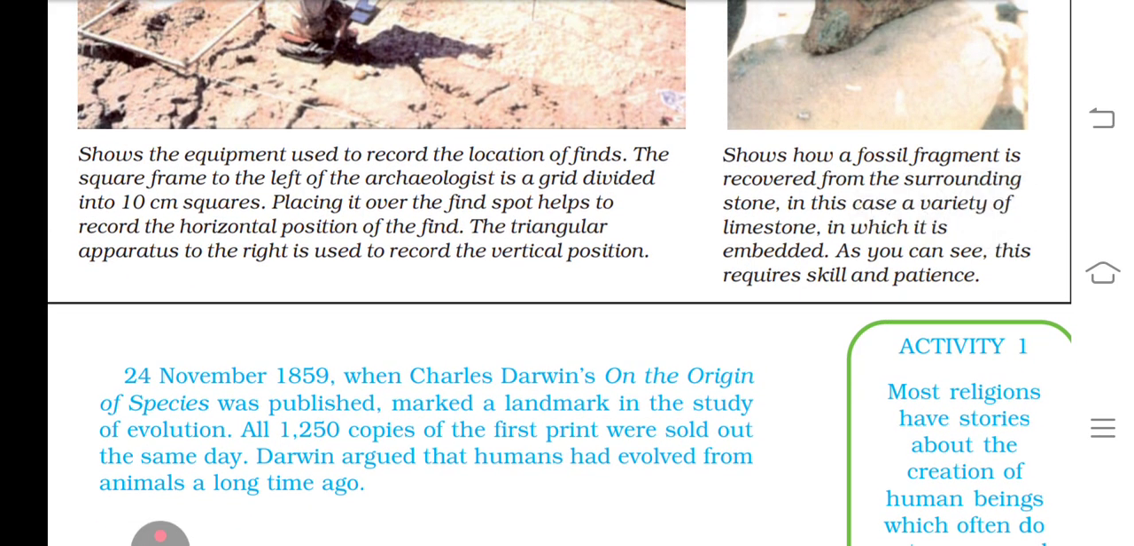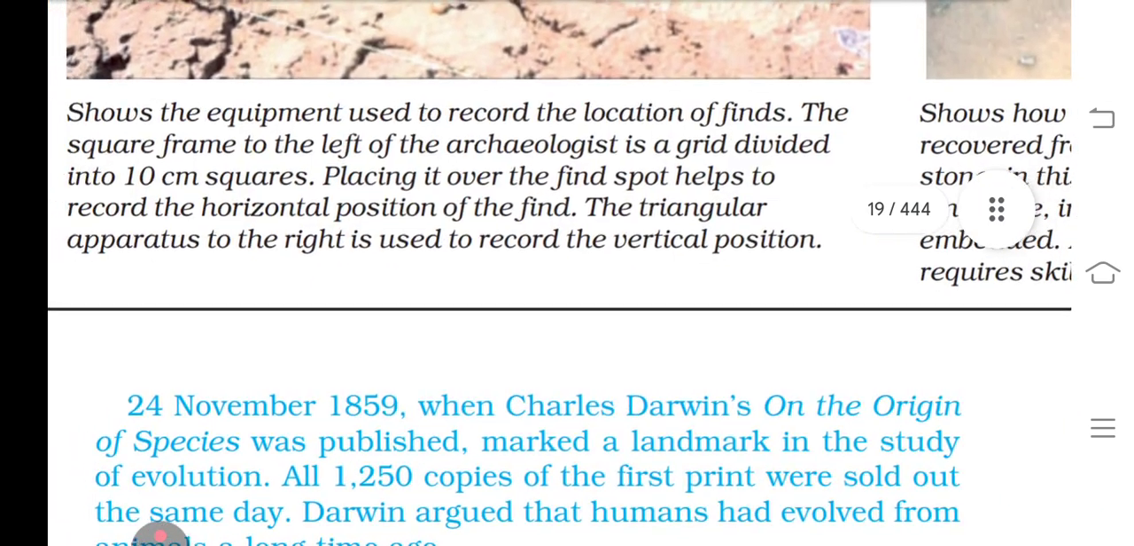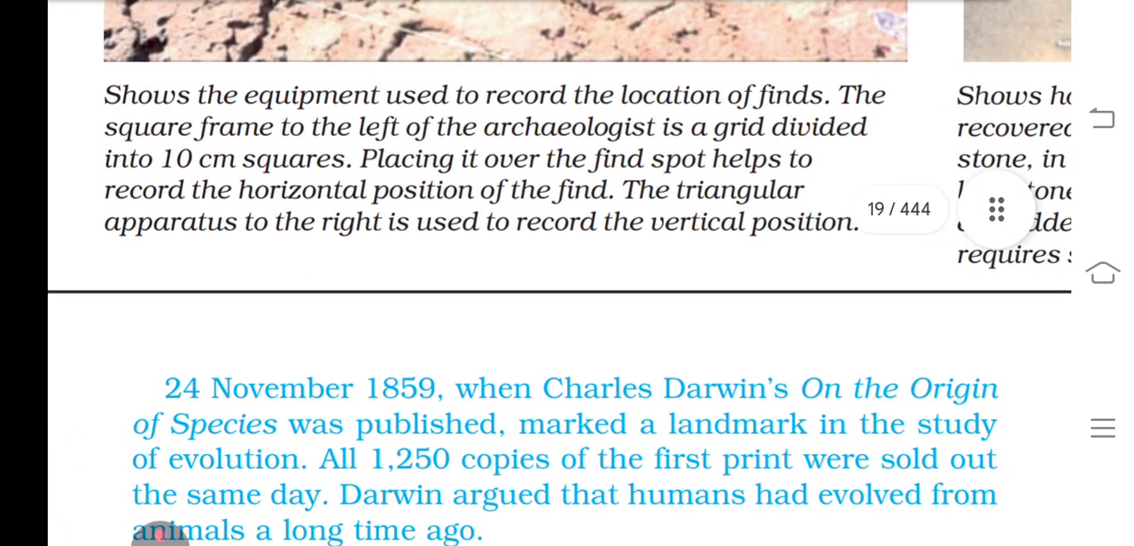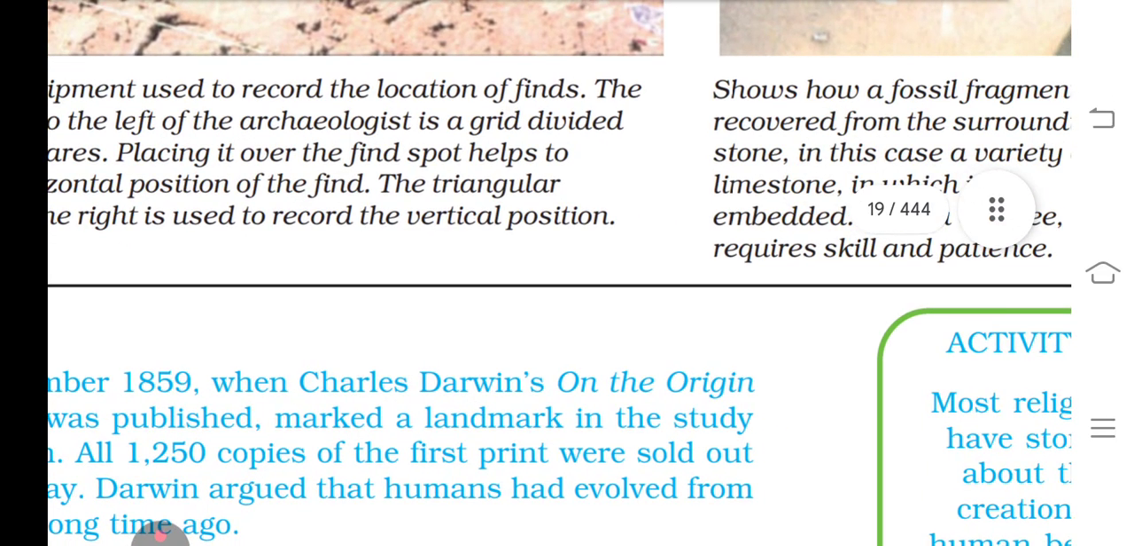This shows the equipment used to record the location of a find. The square frame to the left of the archaeologist is a grid divided into 10 cm squares. Placing it over the find spots helps to record the horizontal positions of the find. The triangular aperture to the right is used to record the vertical positions.